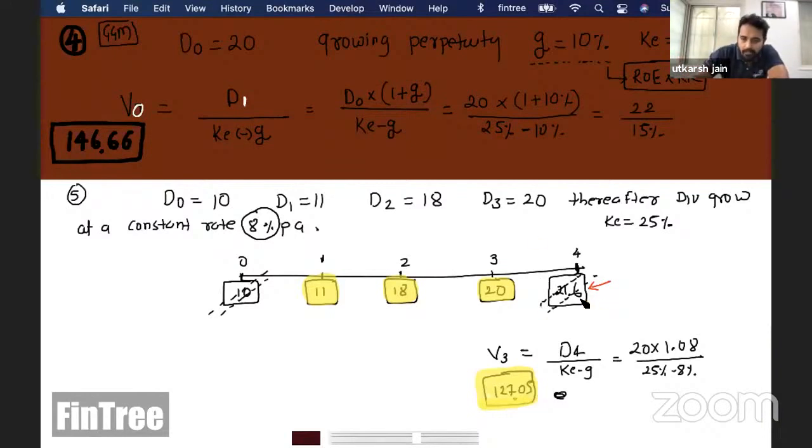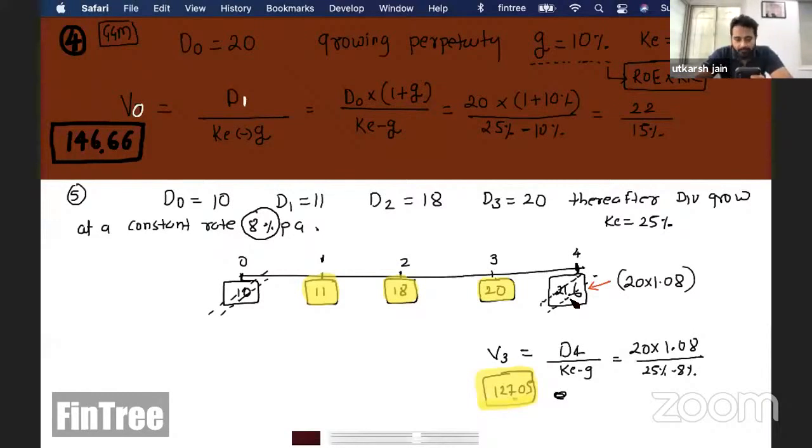Now, how did I get 21.6? The numerator is 21.6, which is 20 into 1.08. Now, these are the cash flows I have to discount in my cash flow function, and the rest of the stuff is easy. I'm sure you guys know how to do it.